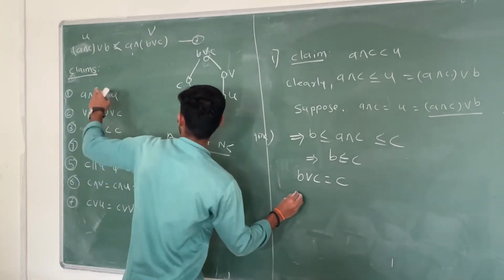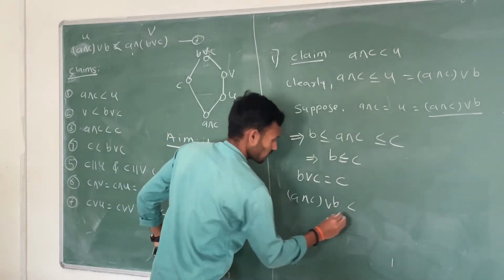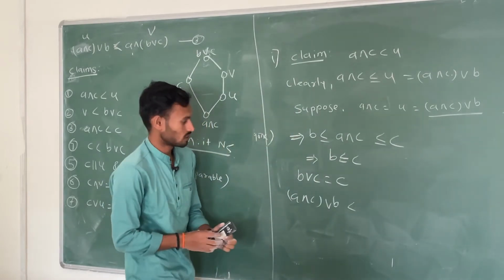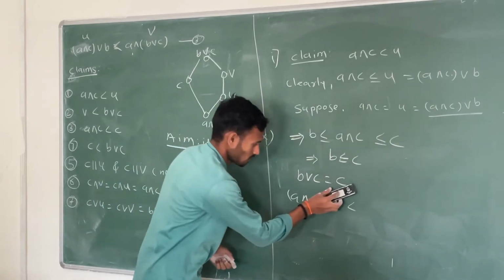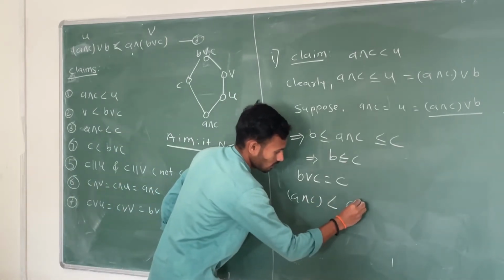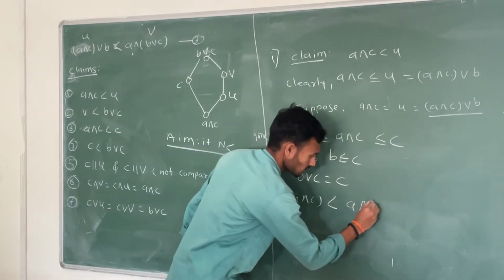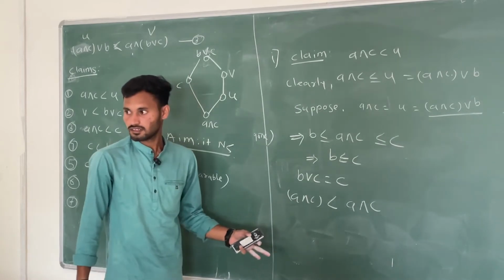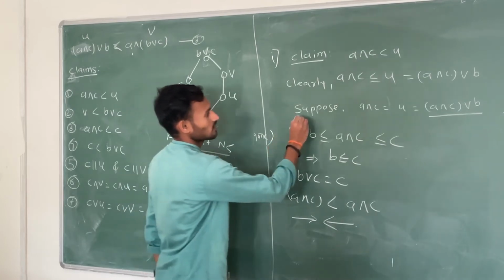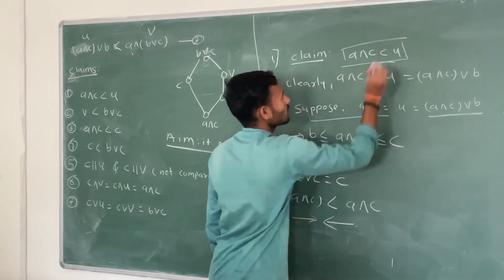Directly I take A meet C. Left-hand side it is A meet C join B, which is the same as A meet C that we have assumed, right? So you remove that join B. What is A meet B join C? It is the same as A meet C. So A meet C join is less than A meet C we are getting, which is a contradiction. So this assumption is wrong. That's why A meet C is strictly less than U.